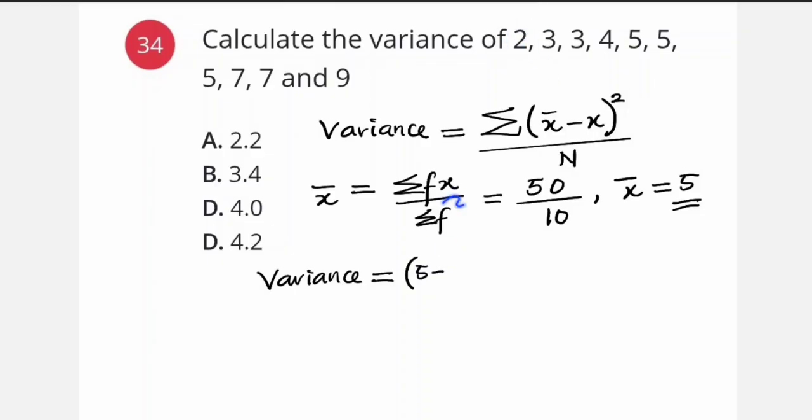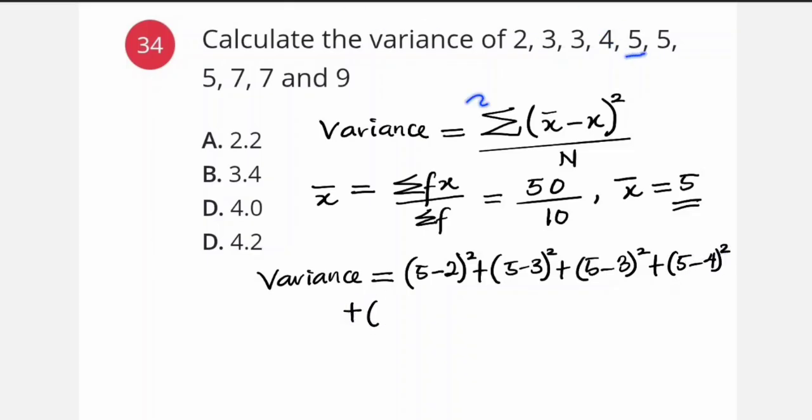5 minus 2, that's 2 all square, plus 5 minus 3 all square, plus 5 minus another 3 all square, plus 5 minus 4 all square, plus 5 minus 5, that'll be 0. 5 minus 5, that's also 0. So we can neglect all this because it will give us 0. 5 minus 7 now, minus 7 all square, plus another 5 minus 7 all square, plus 5 minus 9 all square.